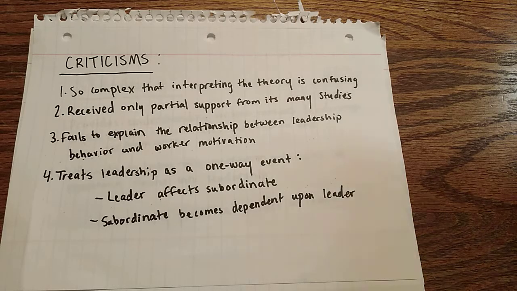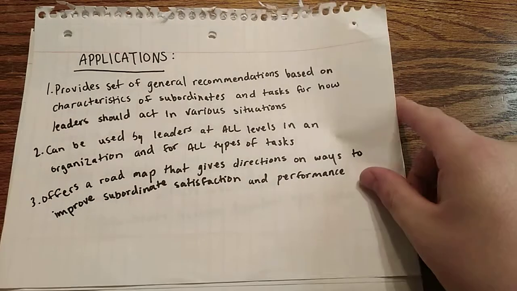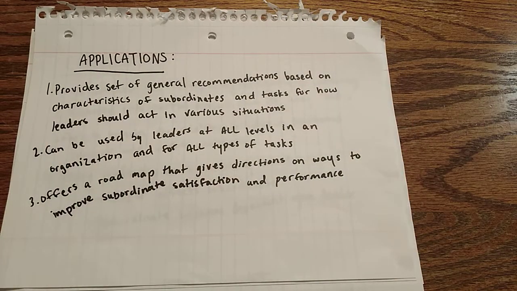Now, moving on, we talk about some applications of the path goal theory. How can this be used in businesses today? The path goal theory provides a set of general recommendations based on the characteristics of subordinates and tasks for how the leader should act in various situations if they want to be effective.